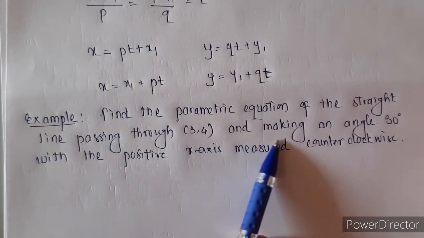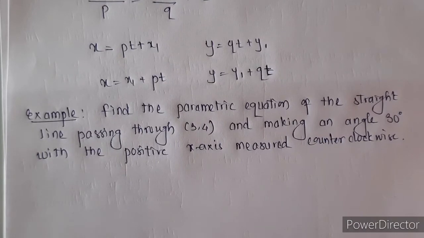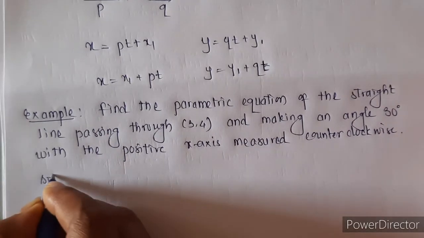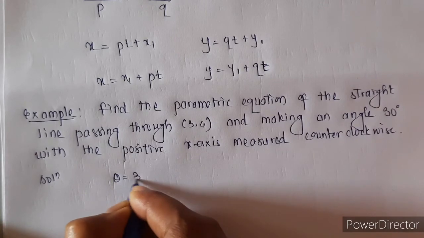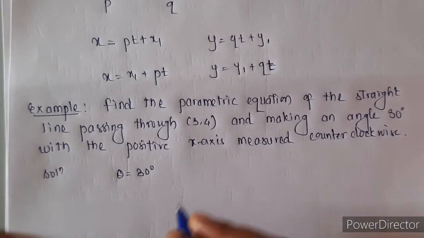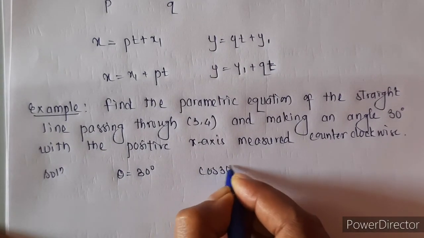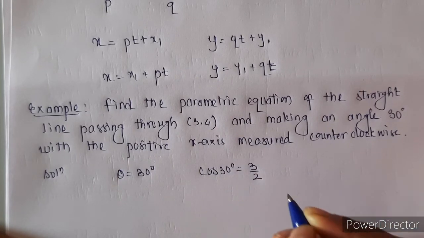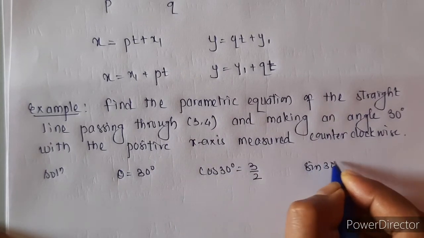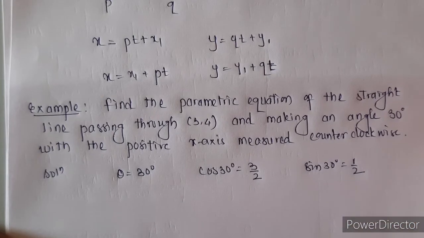We need to find the parametric equation of the straight line passing through (3, 4) and making an angle 30 degree with the positive x-axis measured counterclockwise. So in this case, our theta is given as 30 degree. So cos 30 degree is nothing but root 3 by 2 and sin 30 is half.